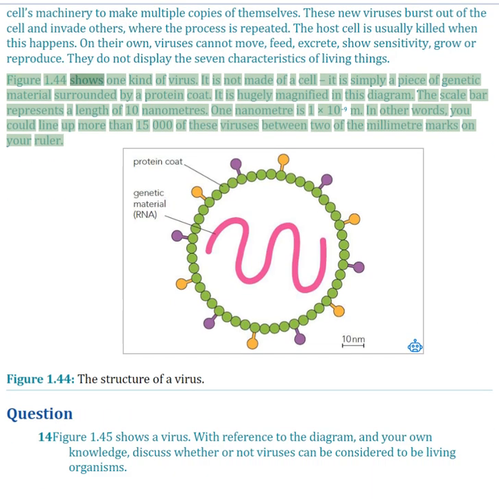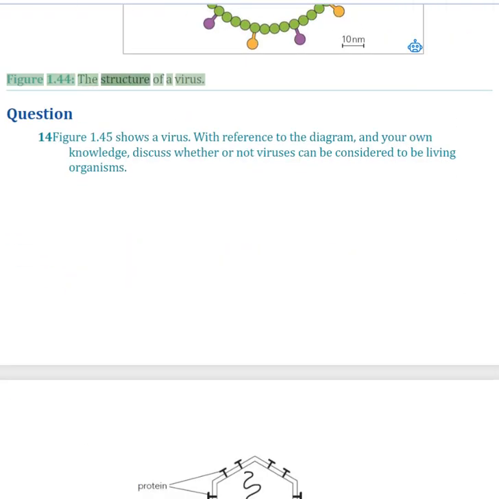Figure 1.44 shows one kind of virus. It is not made of a cell, it is simply a piece of genetic material surrounded by a protein coat. It is hugely magnified in this diagram. The scale bar represents a length of 10 nanometers. 1 nanometer is 1/1,000,000 of a millimeter. In other words, you could line up more than 15,000 of these viruses between 2 of the millimeter marks on your ruler. Figure 1.44, the structure of a virus.